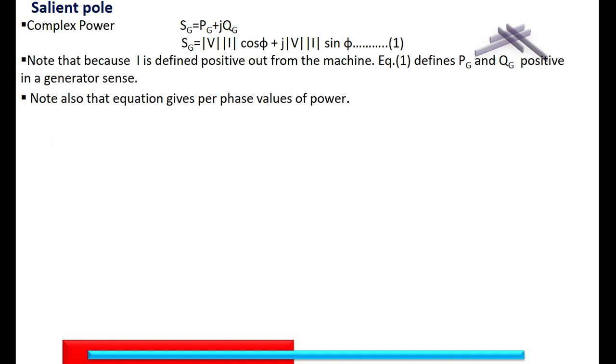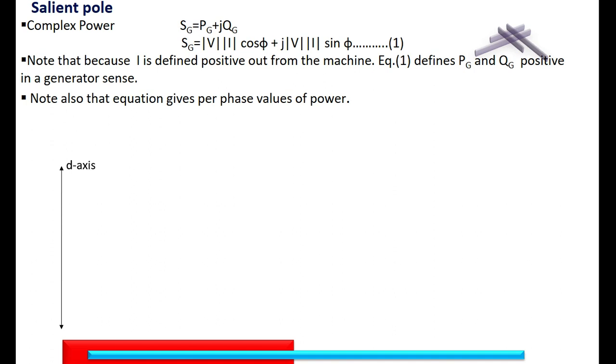Note that because I is defined positive out of the machine, since we are considering this as a generator, equation 1 defines PG and QG positive in a generator sense. That is the sign convention for a generator for active and reactive power. Note also the equation gives per phase values of power, that is, VI cos phi as active power and VI sin phi as reactive power on a per phase basis.